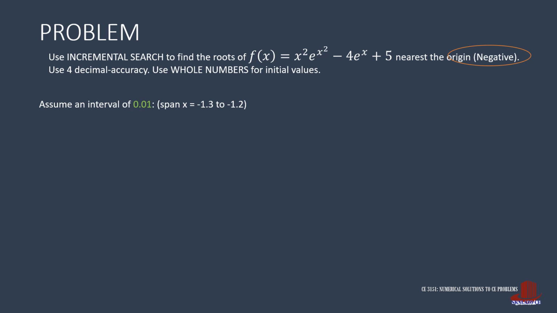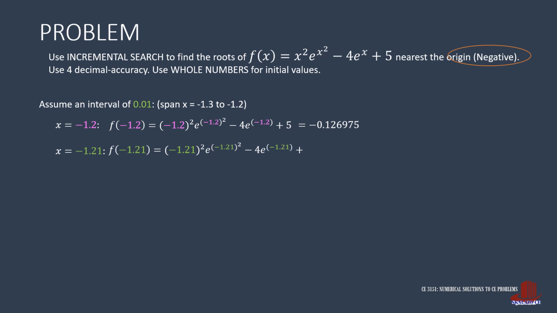With a smaller span of negative 1.3 to negative 1.2, we assume an interval of 0.01. From x of negative 1.2, we subtract another increment and have negative 1.21, making the function negative 1.21 squared times e raised to the square of negative 1.21, minus 4e raised to negative 1.21, plus 5. And this gives 0.137467. F of x is already positive, so we found the interval. And comparing the values, we use negative 1.2 again in the next iteration.